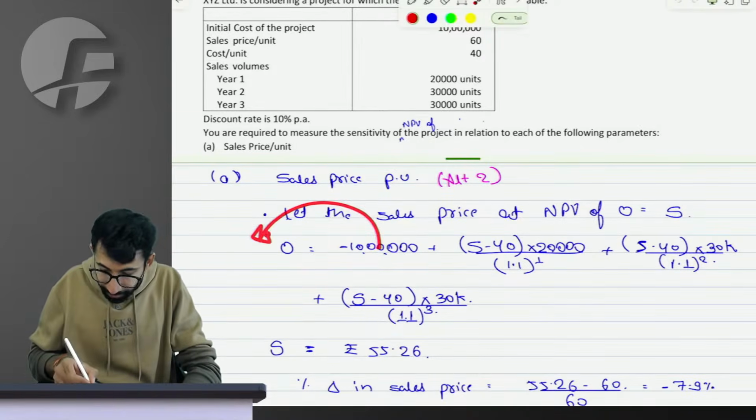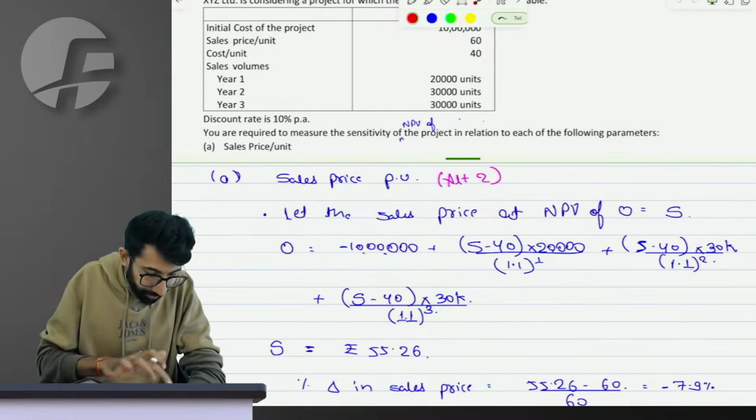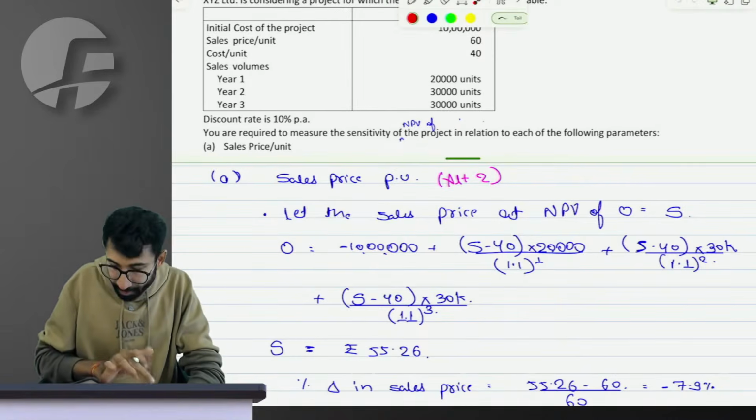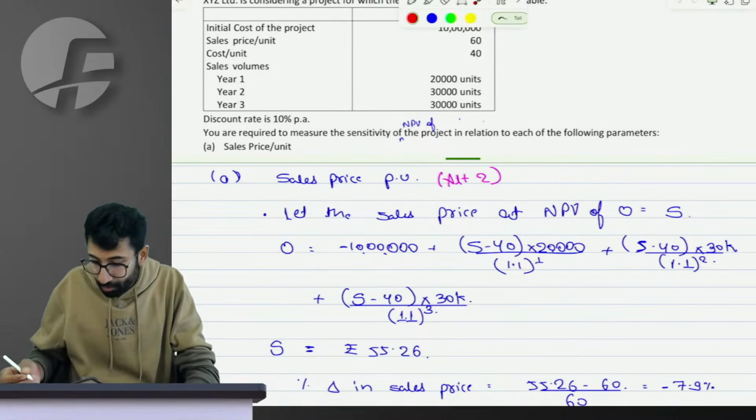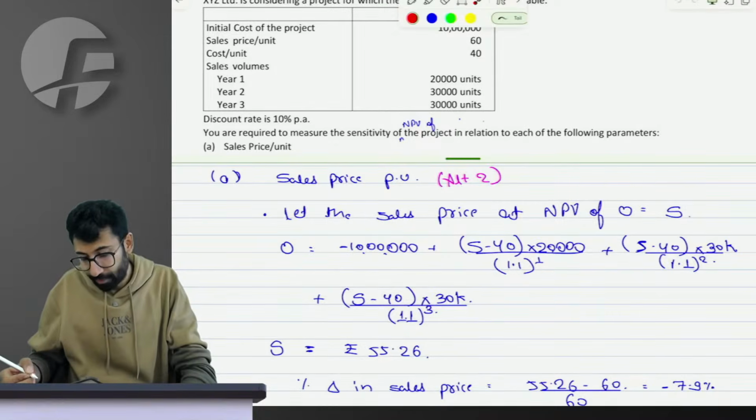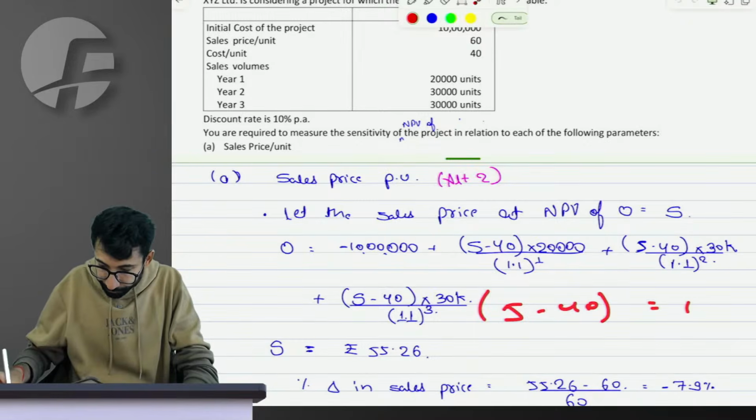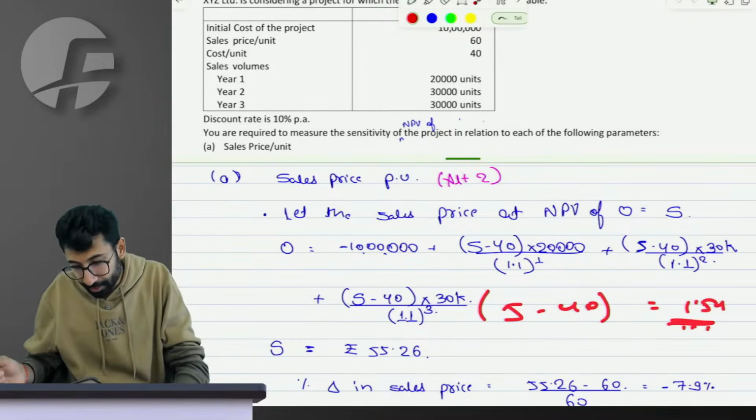So 1 lakh, let me take to another side, so it becomes positive 1 lakh, whole divided by 65 something, right? Give me this. So 1.52 something is the number. So S minus 40, S minus 40, one second. So there is a small calculation mistake.